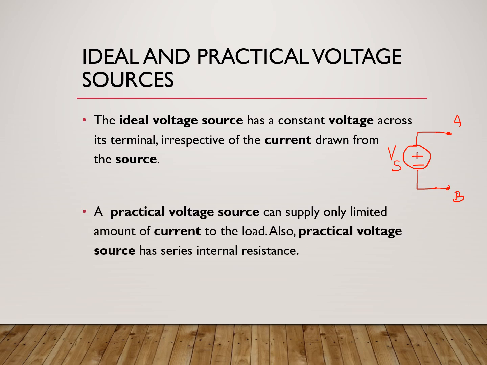Whereas the practical voltage source is going to be represented with a series internal resistance like this. So with the addition of the circle symbol and the polarity, this is your source, and it also has an additional internal resistance in the representation.